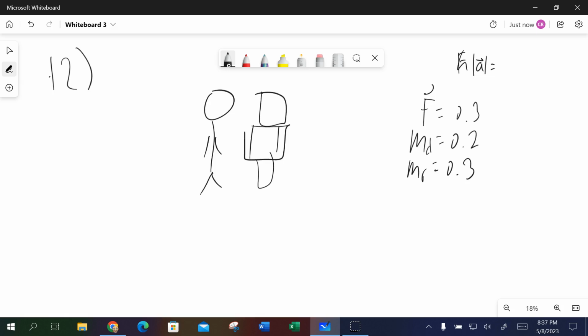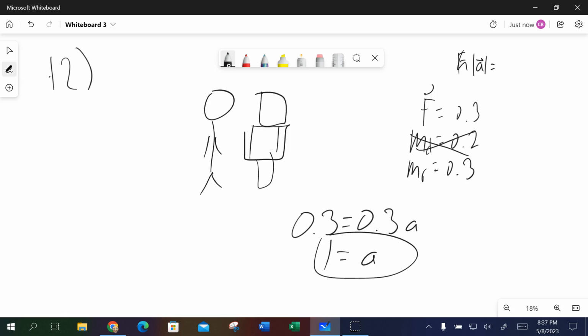So we just substitute all the things into the equation. You don't need the mass of the doll here, so force is equal to mass times acceleration. 0.3 is equal to 0.3 times acceleration. Acceleration is equal to 1.